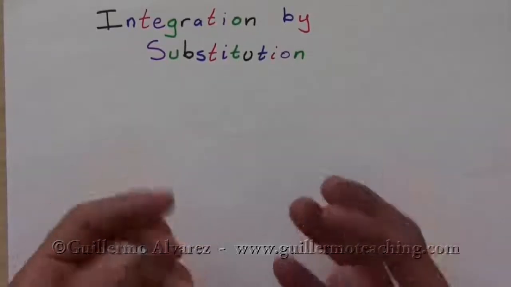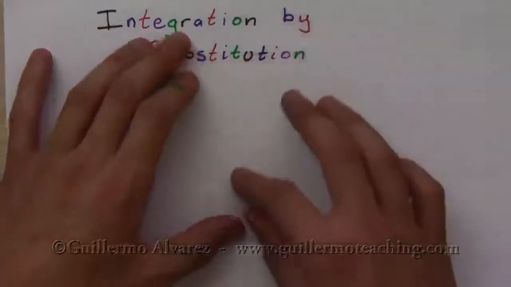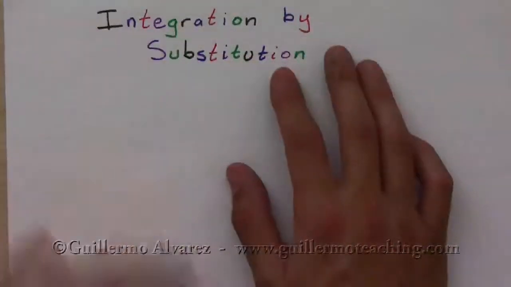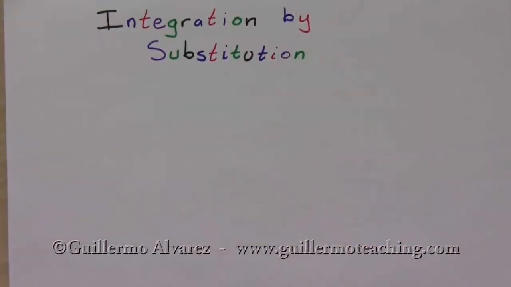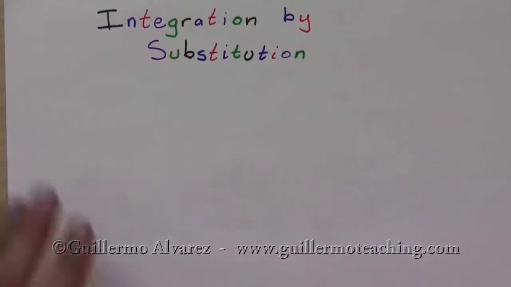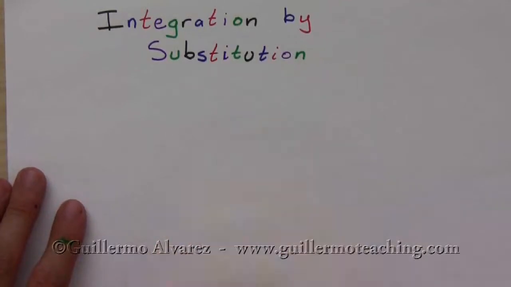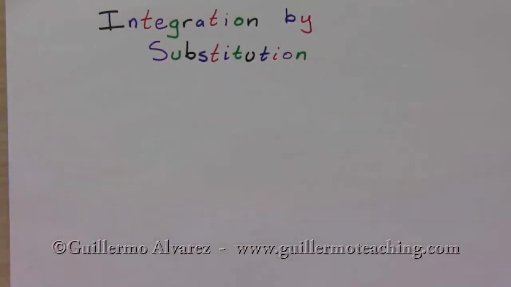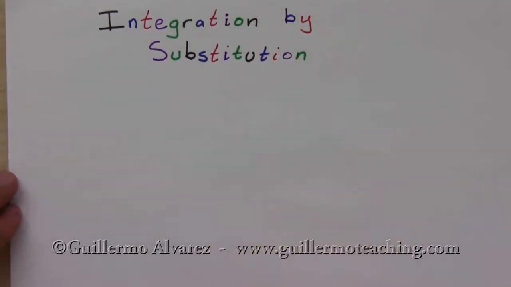So today we're going to learn how to integrate by substitution. Integration by substitution is basically the first integration technique you learn, and it's very, very useful. It's kind of related to the chain rule for derivatives. It doesn't work exactly the same way, but you should remember the chain rule to make this easier.